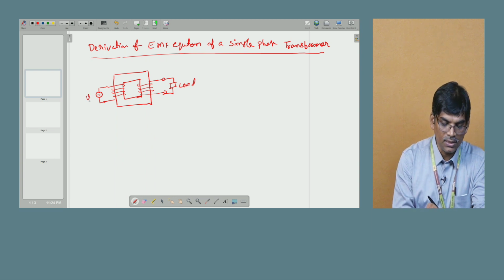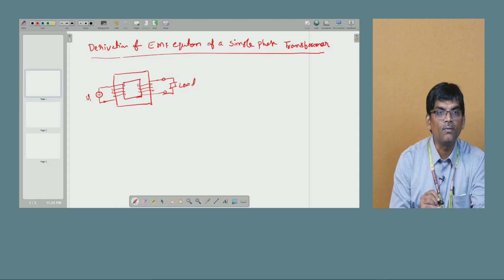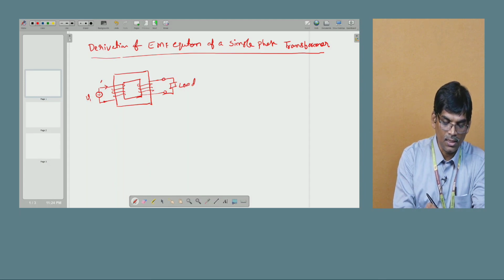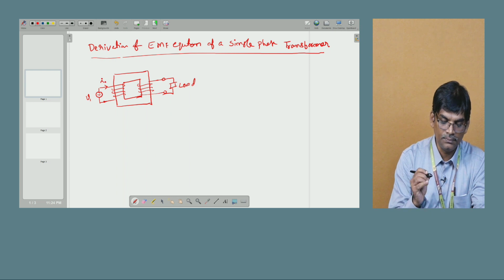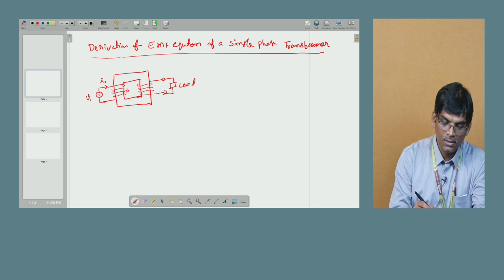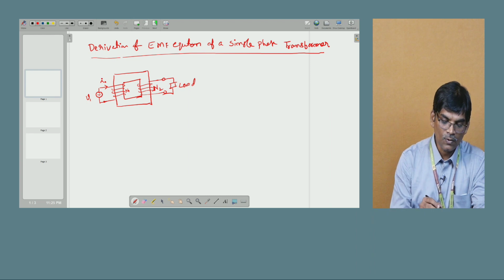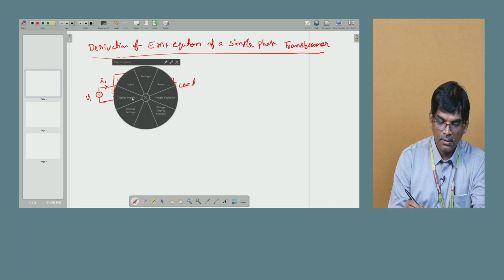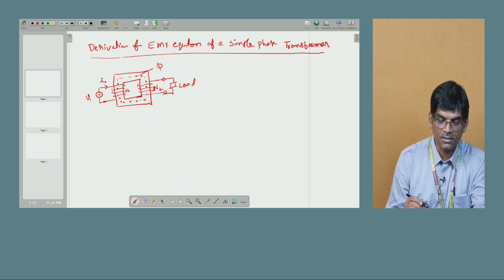Once you give the AC voltage on the primary side, denoted by suffix 1, the supply voltage draws some current I naught. The primary winding has N1 number of turns, and the secondary winding has N2 number of turns. Once excited, it sets up a magnetic flux. This is called the flux at some instant.